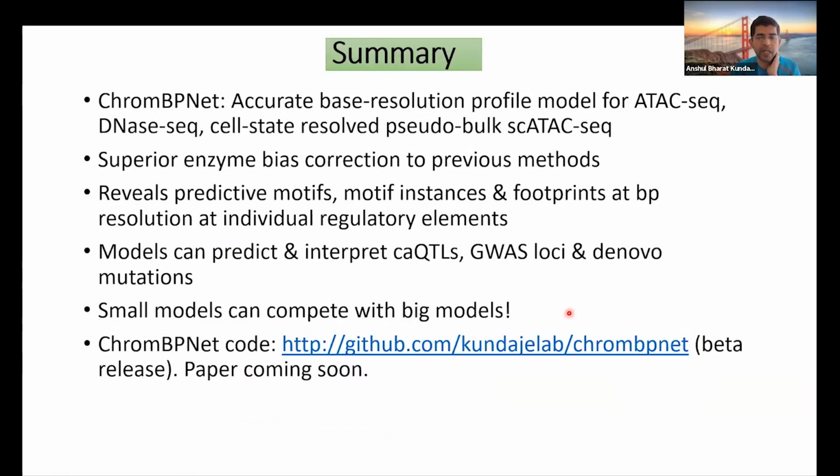So with that, I'll just summarize. I showed you we have these new ChromBPNet models that are base pair resolution models of ATAC-seq and DNase-seq. They provide superior enzyme bias correction to previous methods. They can reveal predictive motifs, instances, and footprints at base pair resolution. They can predict and interpret caQTLs, GWAS loci, and de novo mutations. It's a nice example of a small model really competing with and outperforming a giant foundation model of sorts. Our code is available as a beta release.